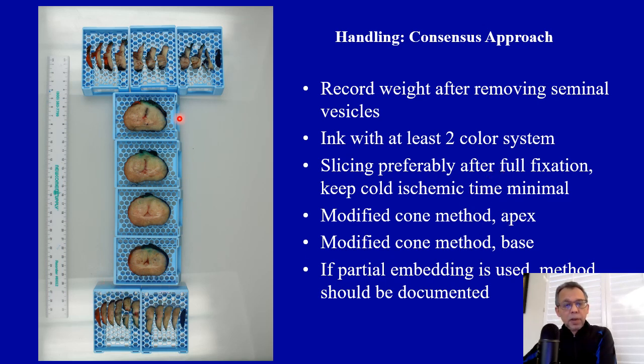The apex and the base of the prostate are typically sectioned in a modified cone method, and the importance of that is that it provides a higher surface area for your margin evaluation, and particularly the apex has a high margin positivity in the majority of cases. So it is very important that you systematically evaluate the margins for the apex and base using a modified cone method, which is shown here in this particular image. If you are using partial embedding, then the method should be documented in the report.